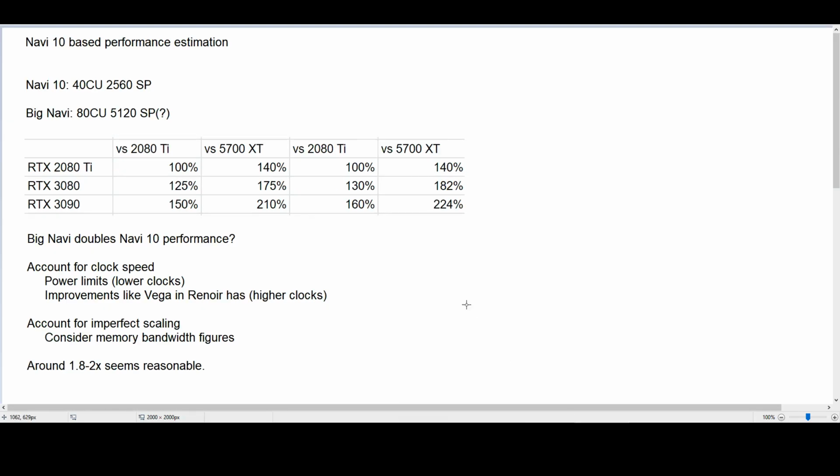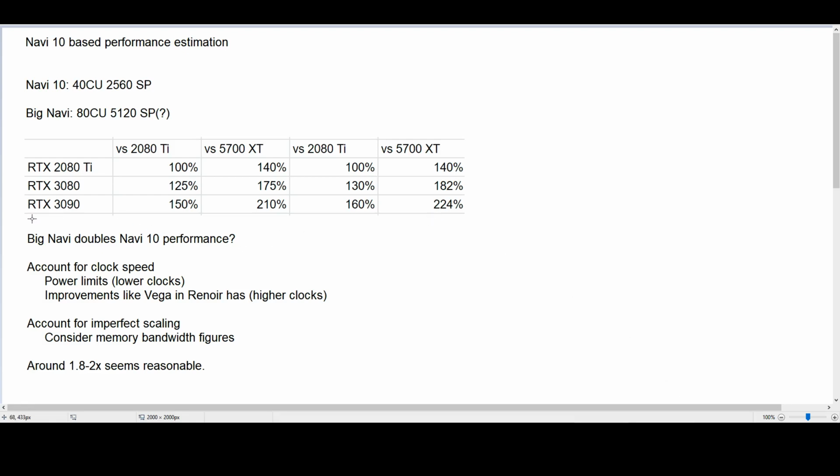And lastly, we can look at the performance based on Navi 10. Navi 10 at 40 CUs would be 2560 shader processors. Big Navi, assuming we get 80 CUs, we'd have double that, so 5K shader processors. We look at the performance numbers.